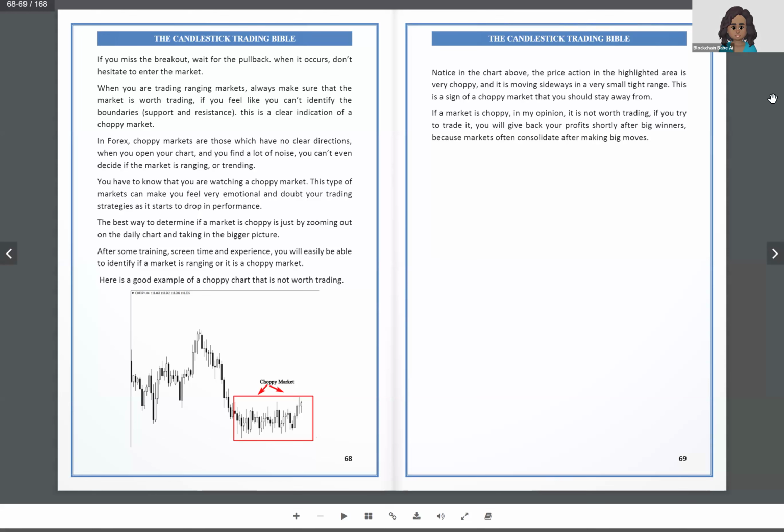This type of market can make you feel very emotional and doubt your trading strategies as it starts to drop in performance. The best way to determine if a market is choppy is just by zooming out on the daily chart and taking in the bigger picture. After some training, screen time, and experience, you will easily be able to identify if a market is ranging or is it a choppy market. Here is a good example of a choppy chart that is not worth trading.